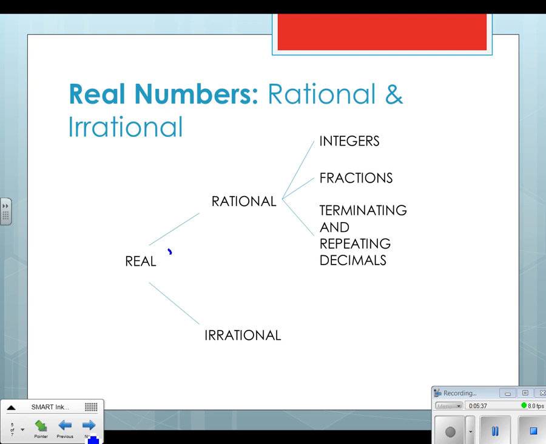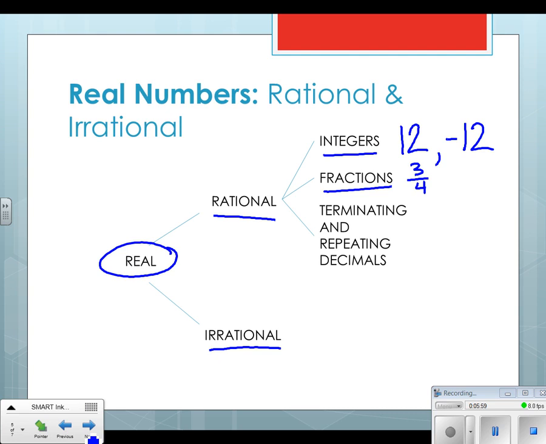So what we have with real numbers, we have rational numbers and we have irrational numbers. We've been working with rational numbers so far. We've been working with integers, which we know are whole numbers like 12 and their opposite, negative 12. We've been working with fractions like 3/4 or like a mixed number, 4 and 7/9. Terminating and repeating decimals. So a decimal that ends or a repeating decimal. Those are all rational numbers.